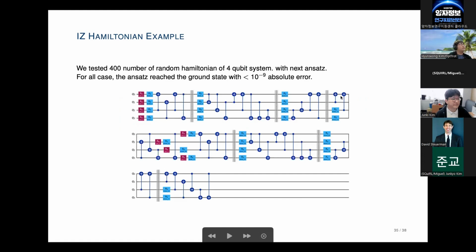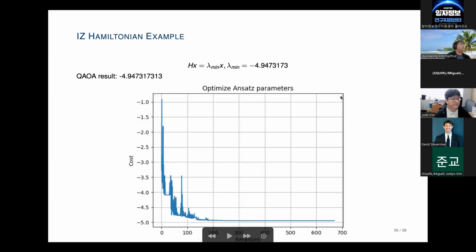We tested 400 random Hamiltonians with this ansatz, and for all Hamiltonians, we reached the ground state with an evolution error smaller than 0.9 decimal. So this is an example of the result.